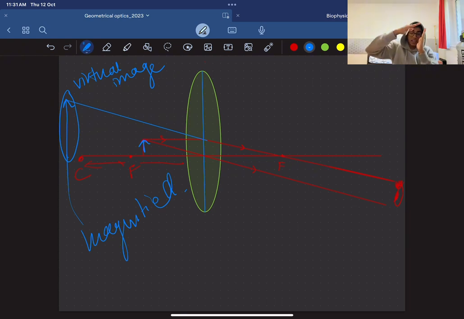The rays are not meeting, so they appear to meet behind the lens, and you get a virtual image, which is magnified, and that's how magnifying glasses work. So do the rays ever actually meet? No. So what does that mean? That means it's a virtual image.